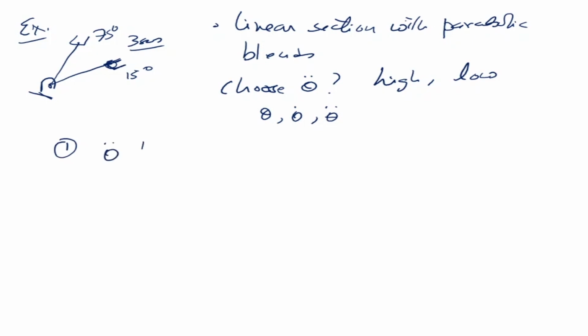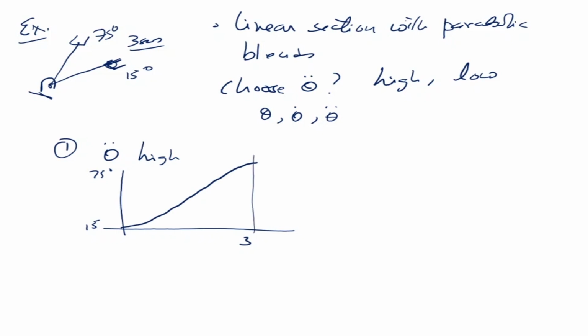Acceleration is high, so what we do get is a variation like this. This is my position, time is 0 to 3, and the position goes from 15 degrees to 75 degrees. So what we do get is a variation like this, straight line and then up. In the middle it is linear. So there is a parabolic section, and then a linear section.